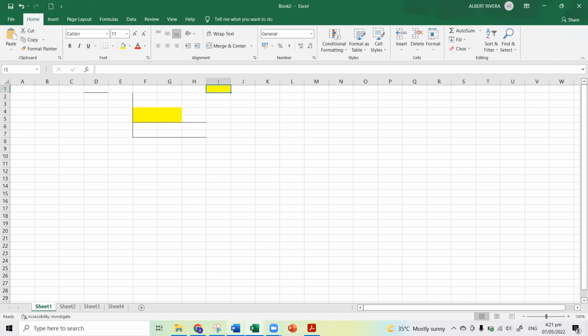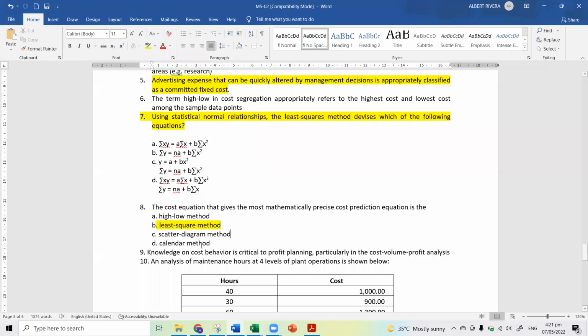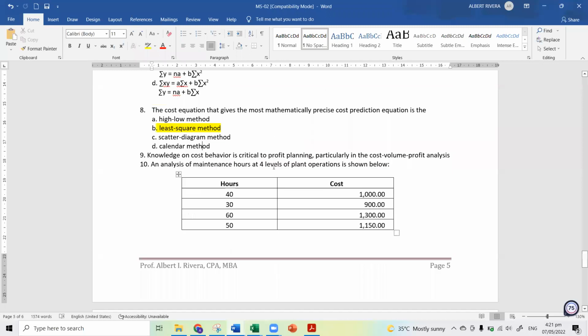Okay, back to this. Again, the calendar method is not used in the segregation of fixed and variable costs. Knowledge of cost behavior is critical to profit planning, particularly in the cost volume profit analysis. The answer is true, but we will discuss this more when we get to CVP analysis.